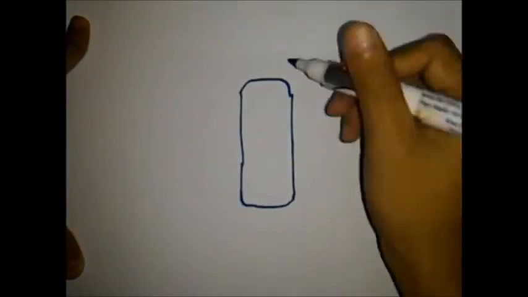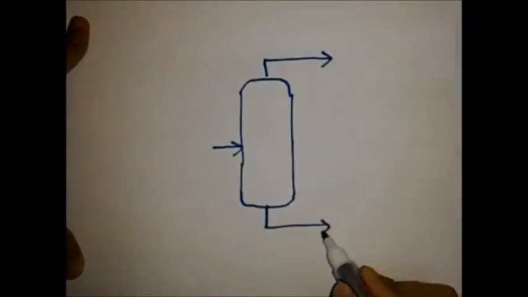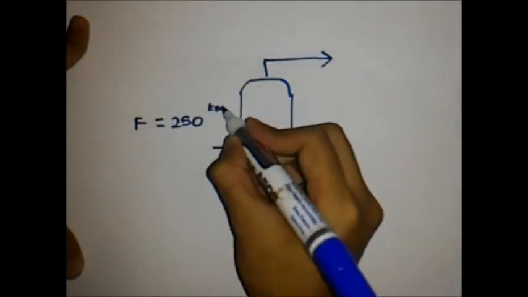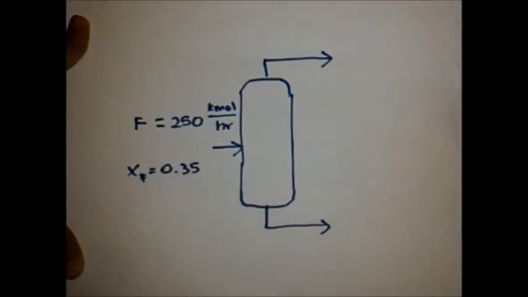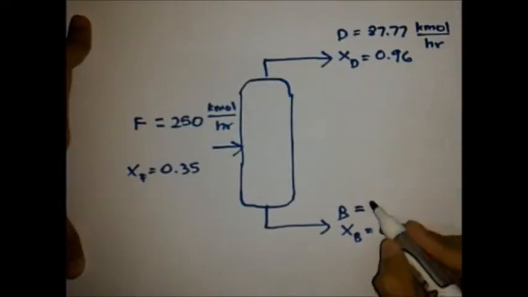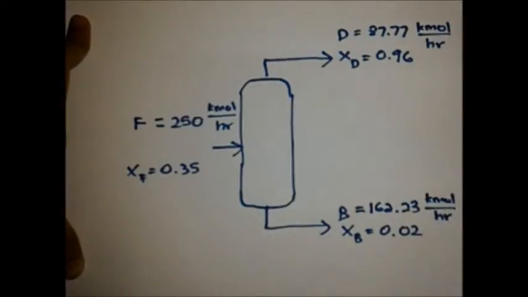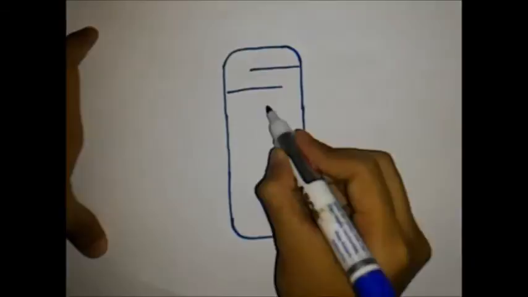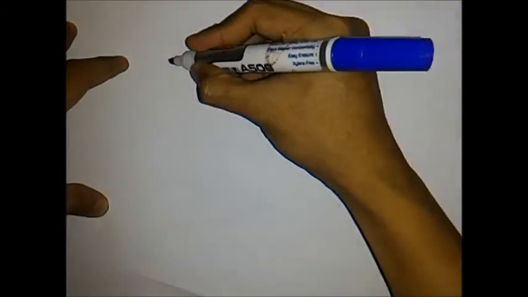The column is fed with 0.35 mol% methanol at 250 kilomole per hour. The desired purity for the top product is set at 0.96 mol% methanol and the bottom product at 0.02 mol% methanol. By solving the balances in the column, the flow rate of the distillate is 87.77 kilomole per hour and the flow rate of the bottom product is 162.23 kilomole per hour.